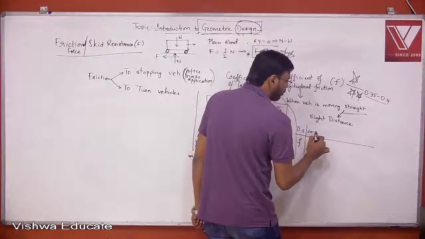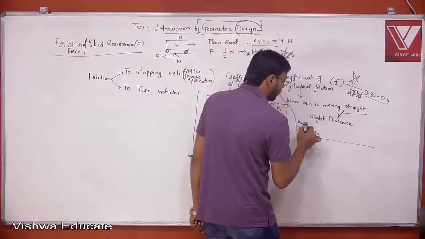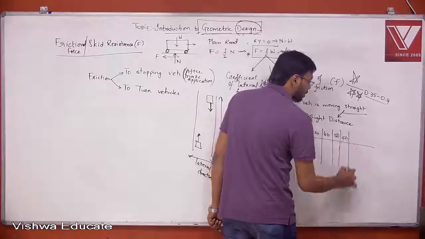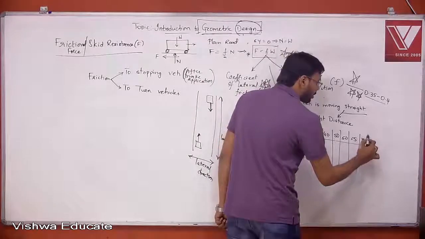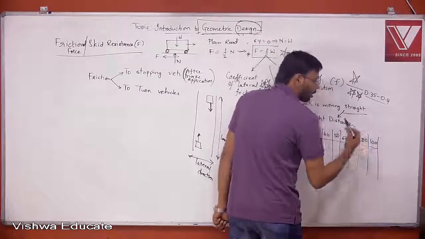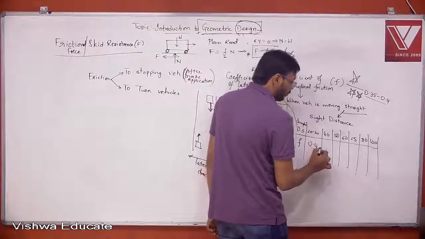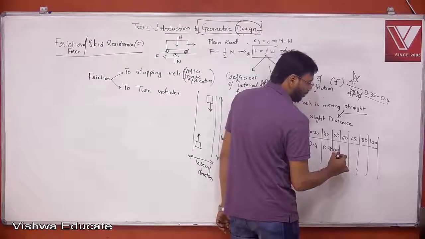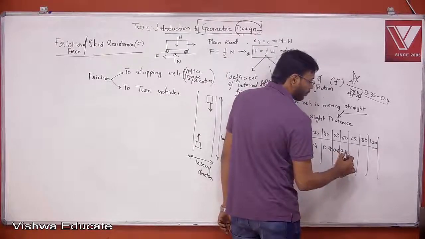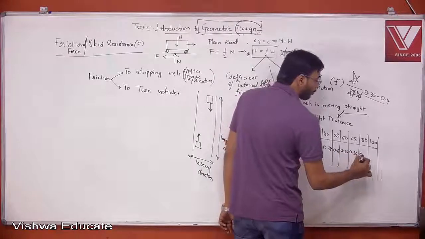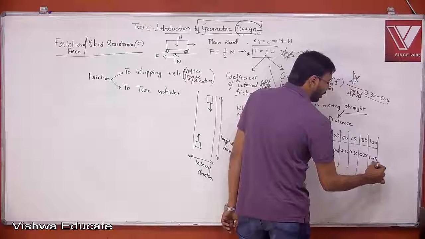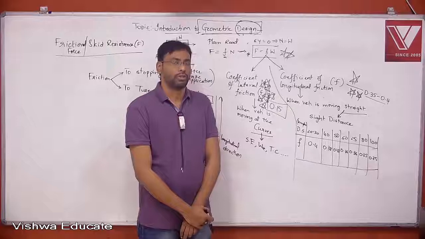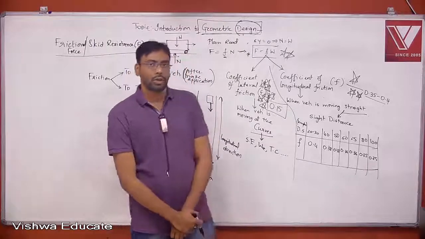So, design speed and F value. Design speeds in kmph are 20 to 30, 40, 50, 60, 65, 80, and 100 kmph. The F values are 0.4, 0.38, 0.37, 0.36, the same 0.36 here, and 0.35 and 0.35. So from this table, you can get the value of coefficient of longitudinal friction, right? So you can note these things down.